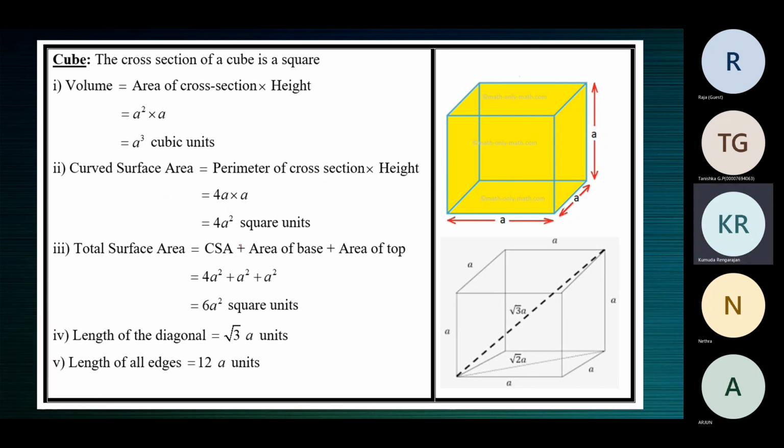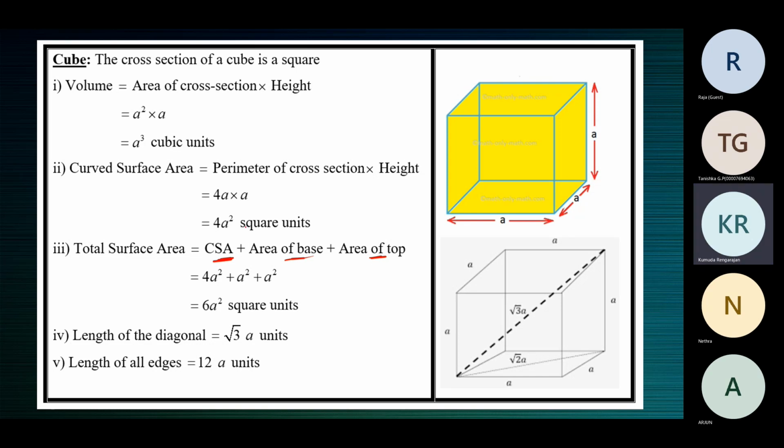Next comes the total surface area. Total surface area means the area of all the 6 faces. So that means it is the curved surface area, all the vertical faces, plus the area of the base, plus the area of the top. CSA, the 4 faces, plus the area of the base, plus the area of the top. That is the area of all the 6 faces that make the total surface area.